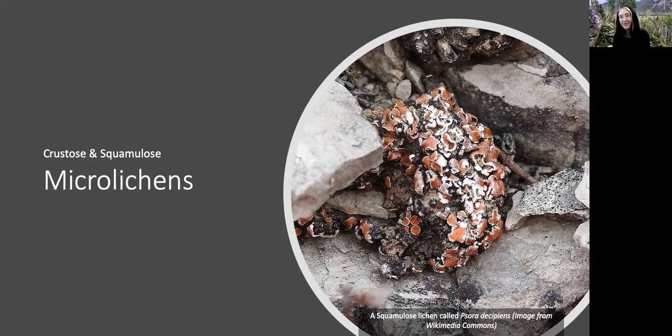It's so fun for a novice lichenologist to look at distinguishing the four different growth forms. And the first two growth forms that we want to look at are called crustose and squamulose. And these are both together the micro lichens, so the small guys.